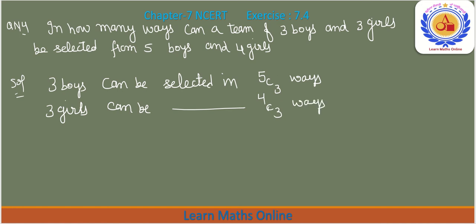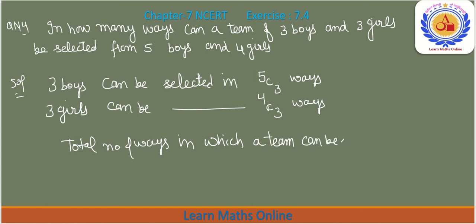And by using the fundamental principle of counting, total number of ways in which a team can be selected is equal to 5C3 into 4C3.